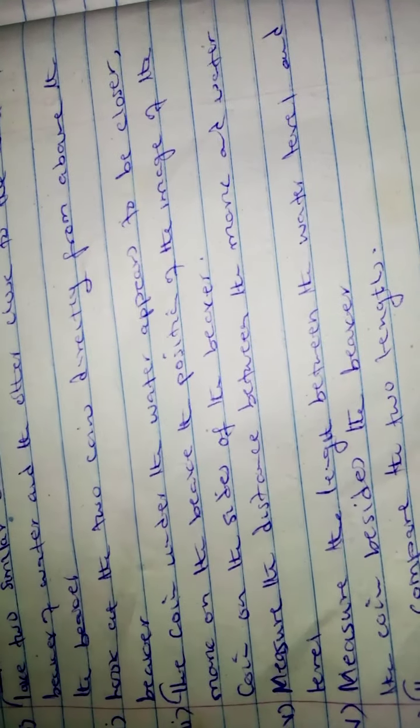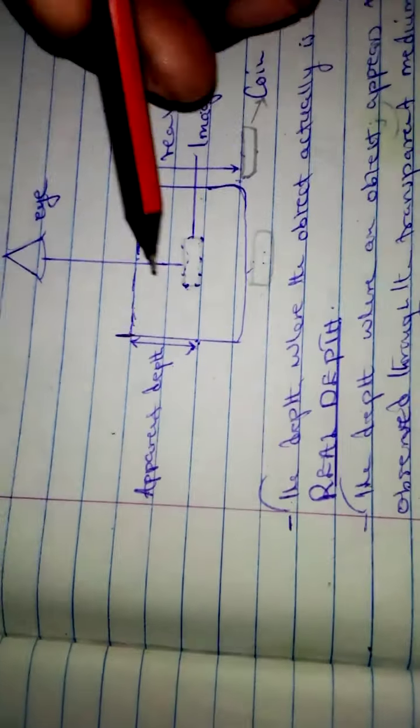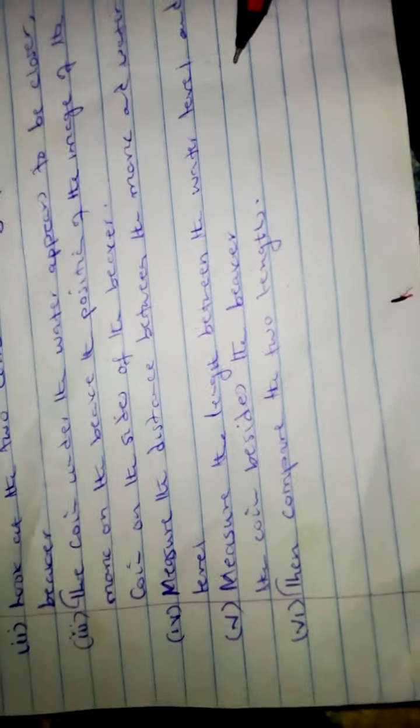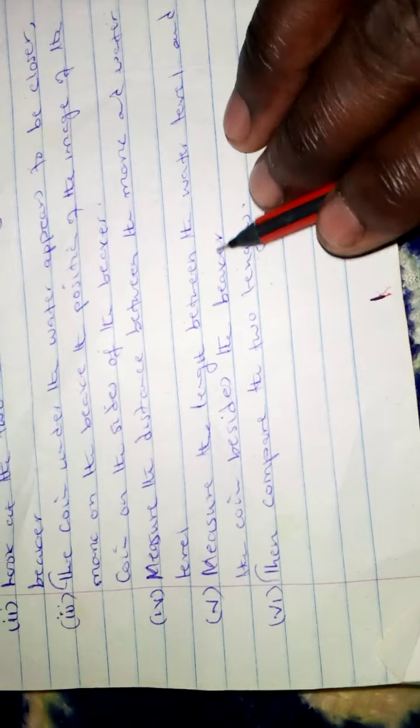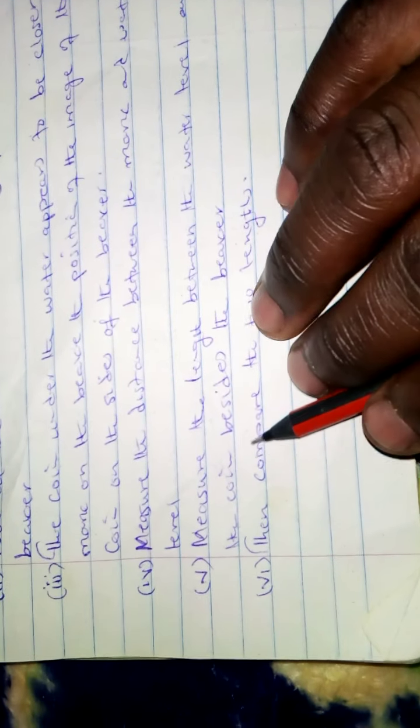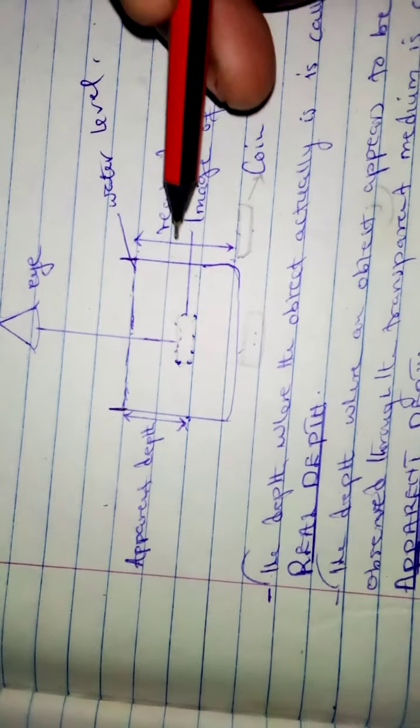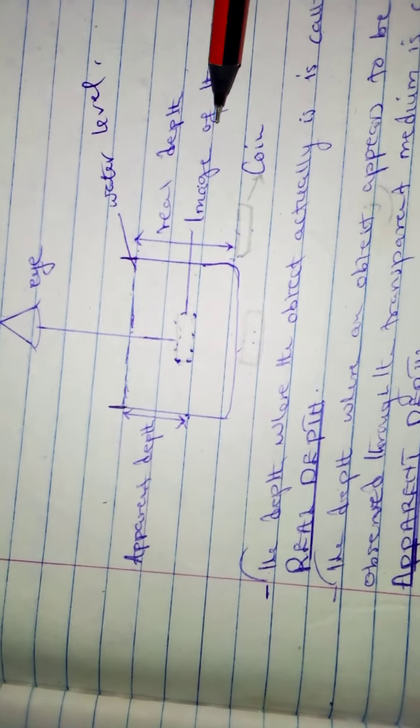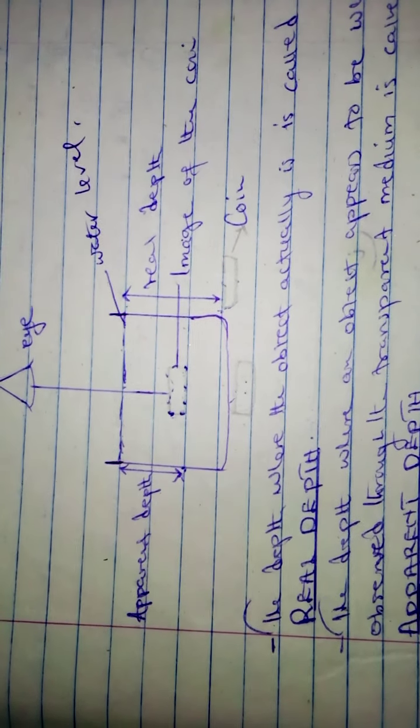Then the other procedure is to measure the distance between the mark and the water. Now what mark are we talking about? Where you are seeing the image, to the water. Then measure the distance from the water level up to where the coin is beside the beaker. So they are talking about this distance. Call it the real depth. So these are the procedures that you need to take.